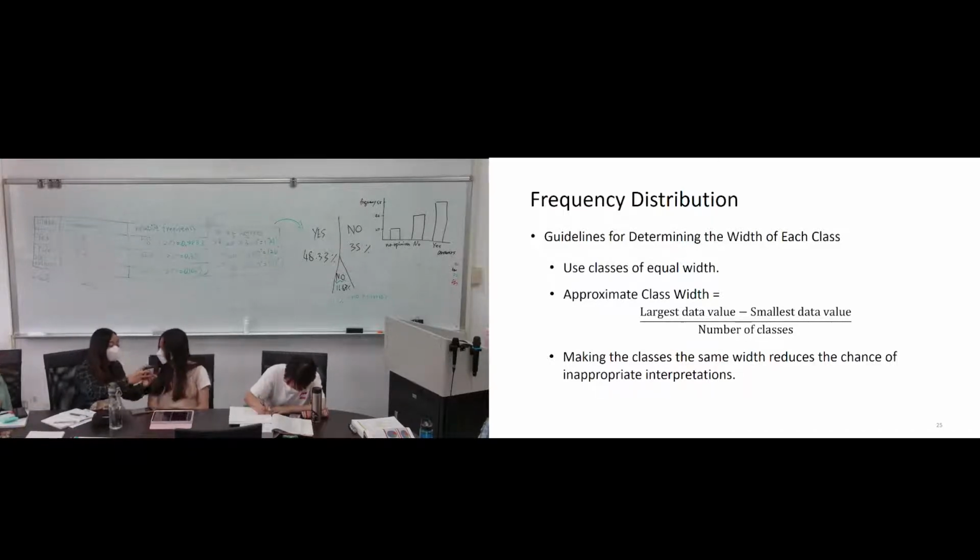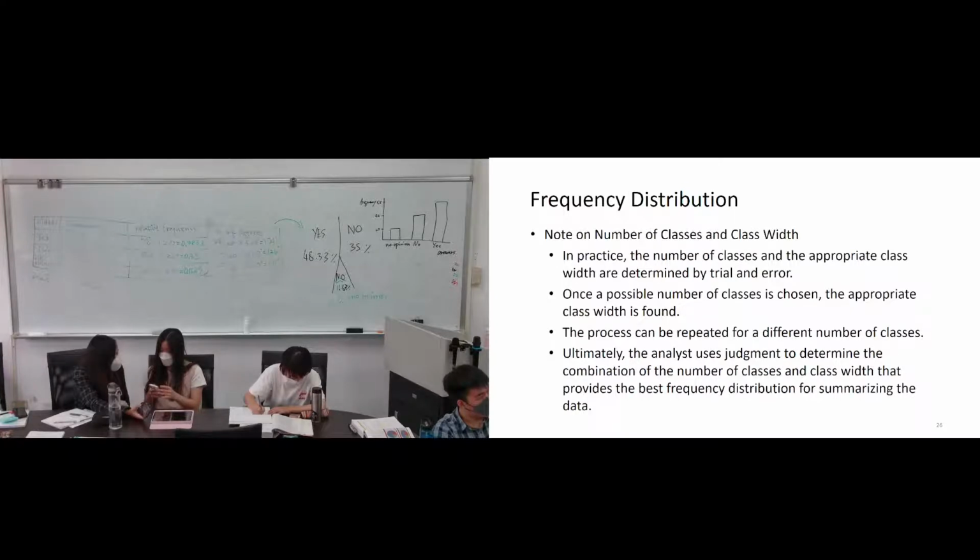Usually we find the class width by first finding the difference between the largest data value and the smallest data value, and then dividing it by the number of classes. Then we make the classes the same width, so we can reduce the chance of inappropriate interpretations. In practice, the number of classes and the appropriate class width are determined by trial and error.